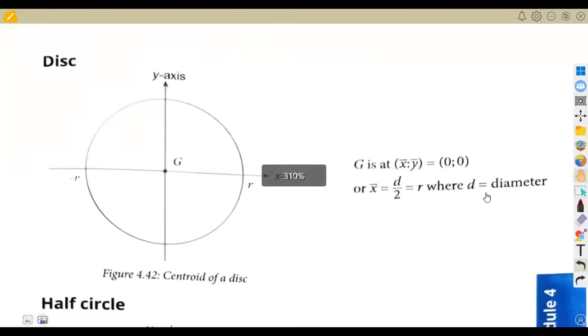Then for a disc, considering a circle, right? Considering it is given at the origin, what is going to be the distance? There's nothing there, so it's just going to be 0, 0. Remember, we need the distance there. So it's already at the center. The circle is already at the center. But you are supposed to consider this for a circle.